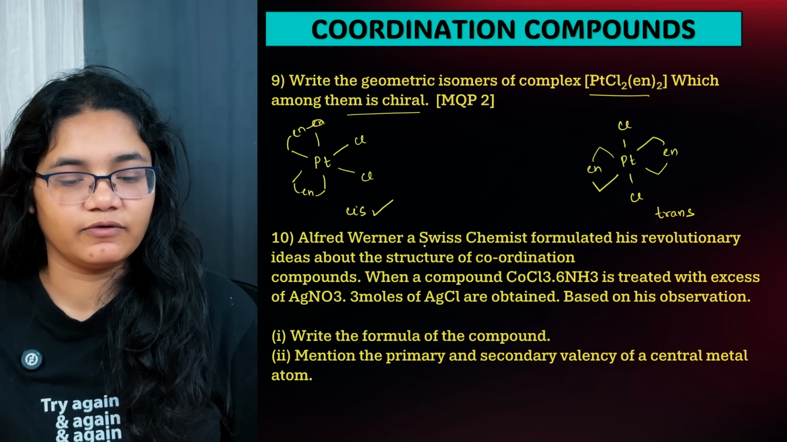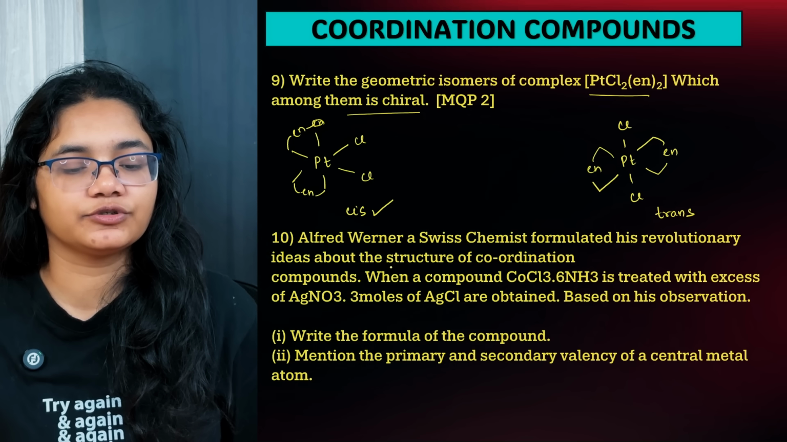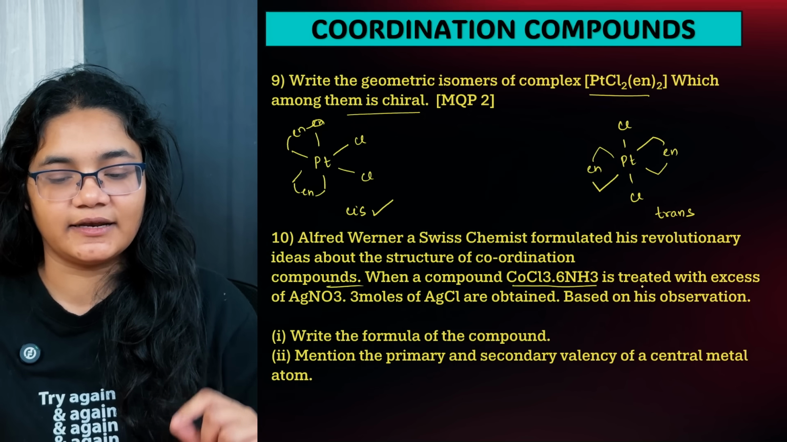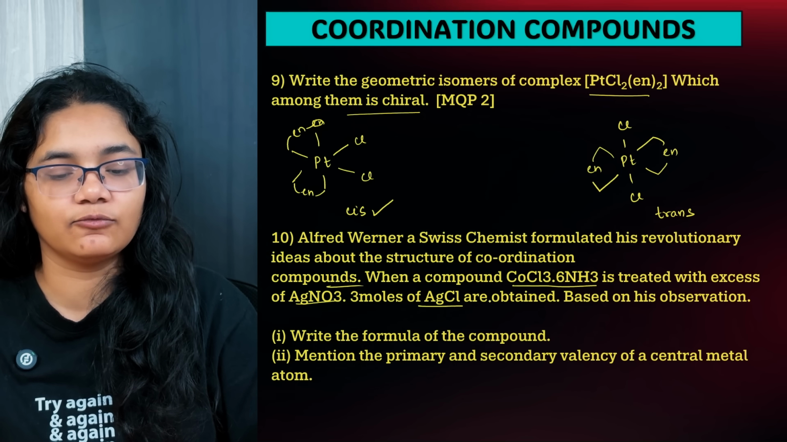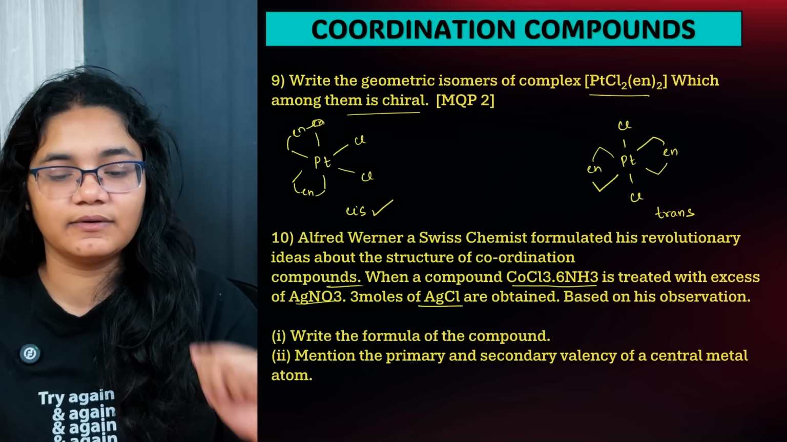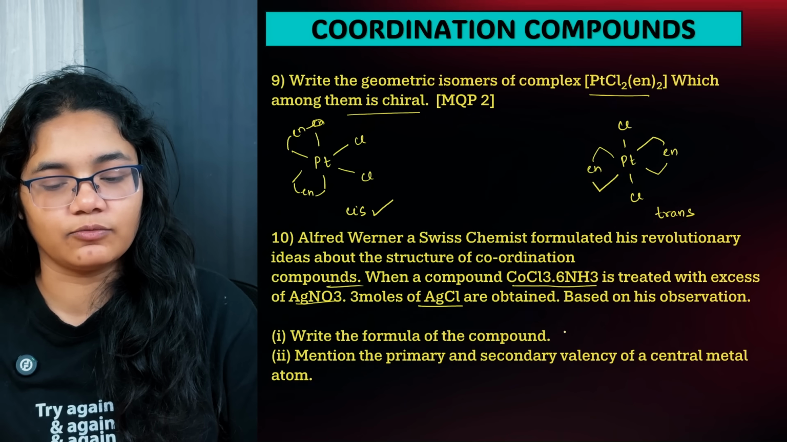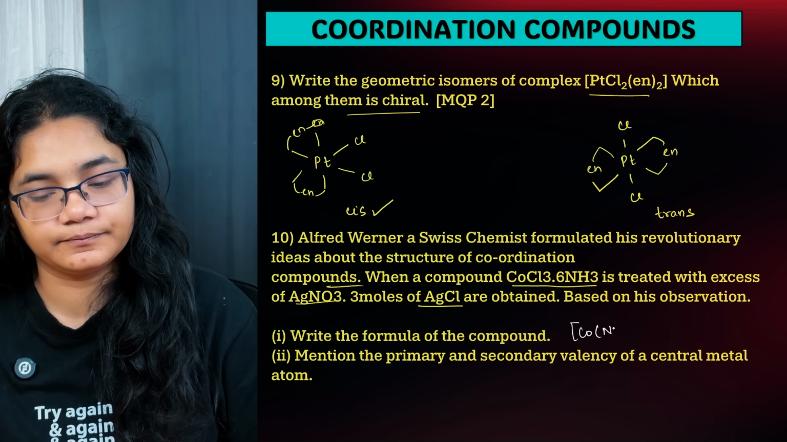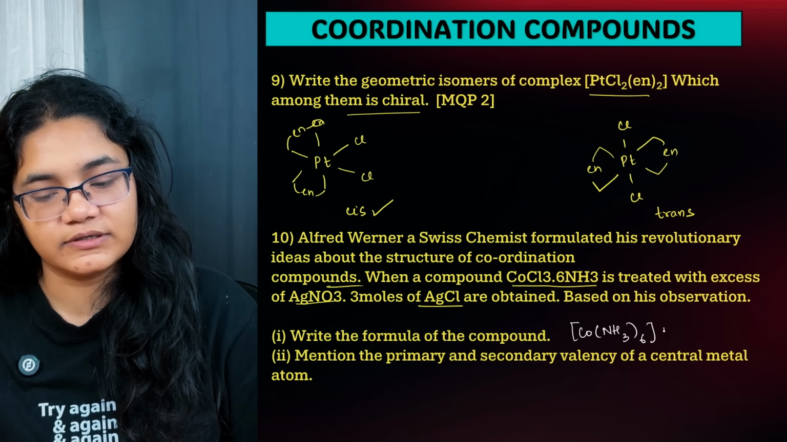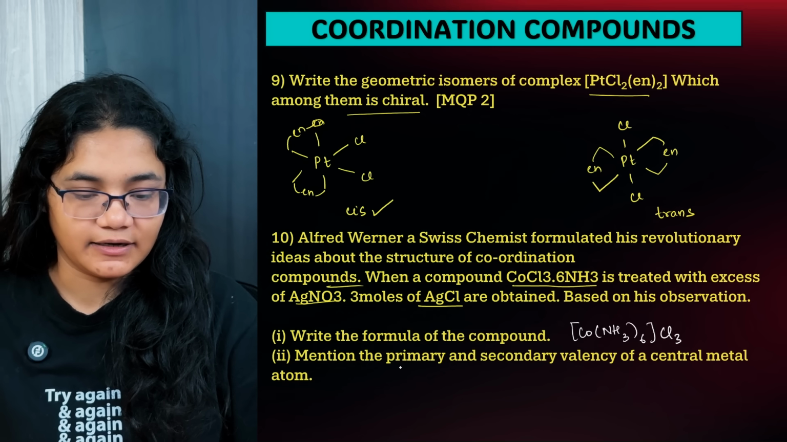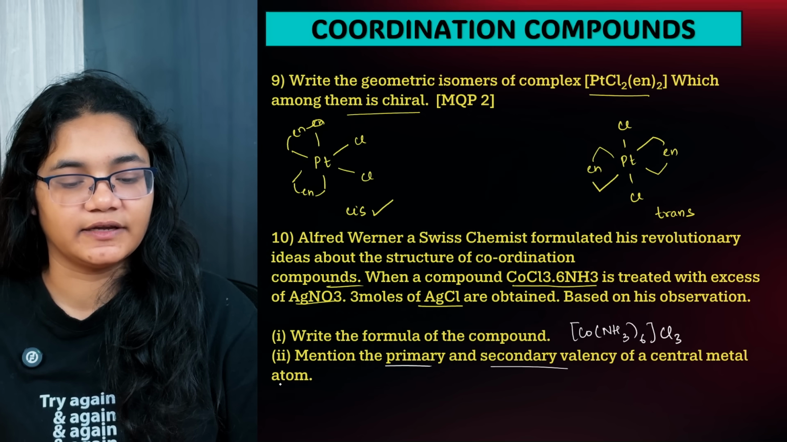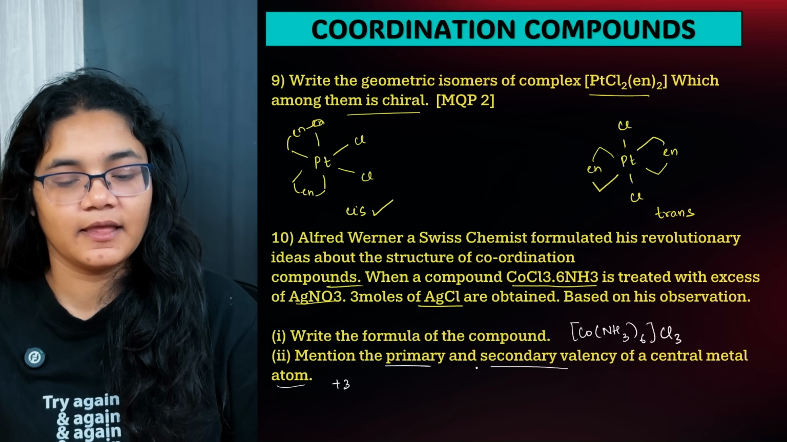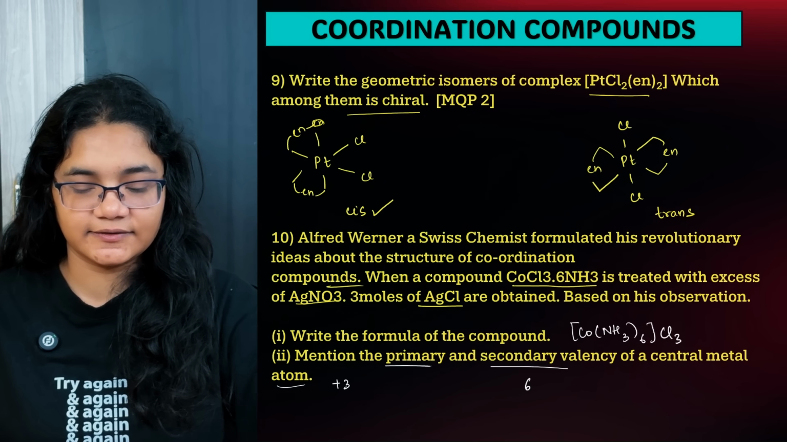Next, Alfred Werner, a Swiss chemist, formulated his revolutionary ideas about the structure of coordination compounds. When a compound CoCl3.6NH3 is heated with excess of AgNO3, 3 moles of AgCl were formed. That means 3 chlorines were outside. Based on the observation, write the formula of the compound. So this is very easy. We can write down the formula like this: [Co(NH3)6]Cl3. Mention the primary and the secondary valency of the central metal atom. So here the primary valency is definitely +3 and the secondary valency is 6.